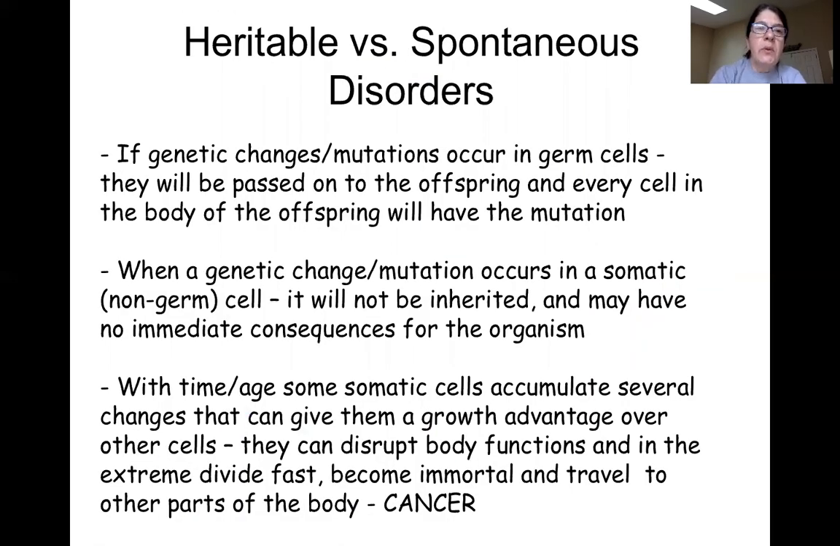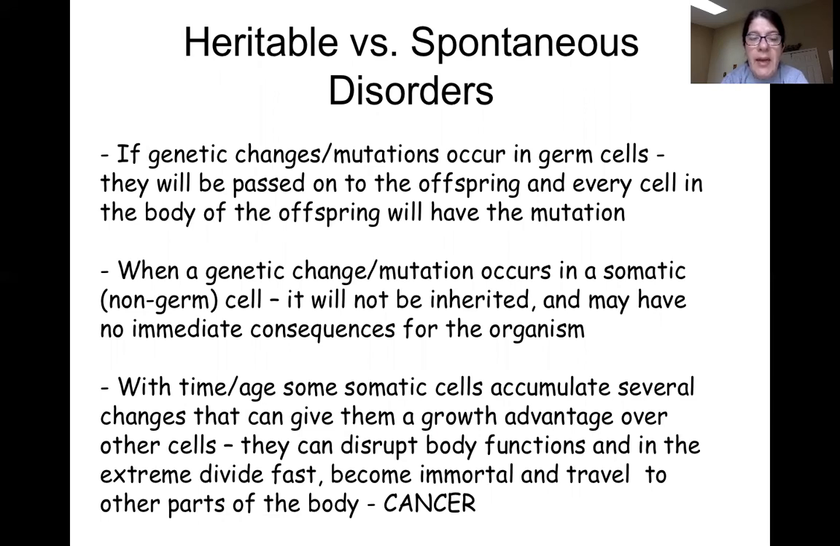Now, changes in DNA sequence, or mutations, can be heritable or they can be spontaneous. If the genetic changes and mutations occur in germ cells, in sex cells, they will be passed on to the offspring, and every cell in the body of the offspring will have the mutation. When a genetic change or mutation occurs, however, in a non-sex cell, in a somatic cell, it will not be inherited by the next generation. It may have no immediate consequences even for the organism.